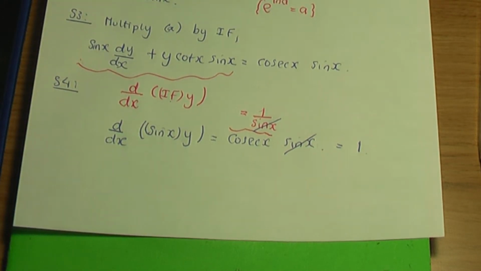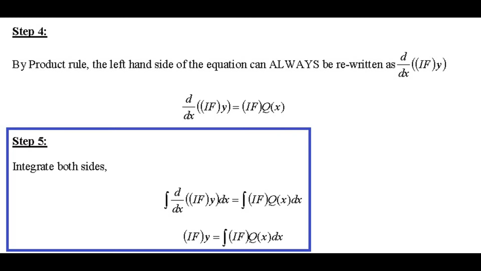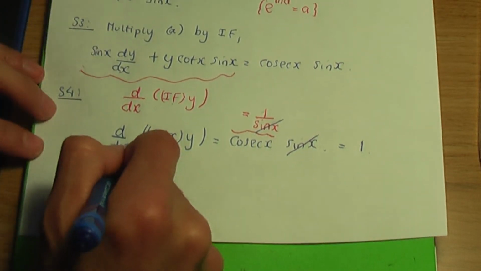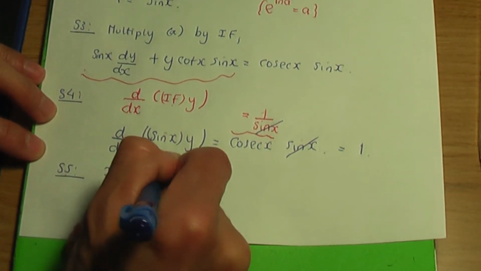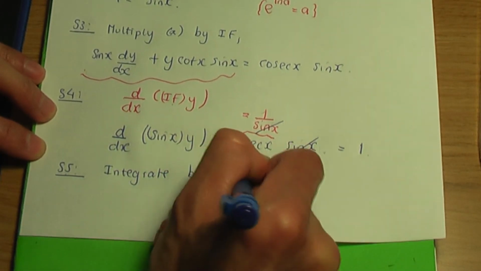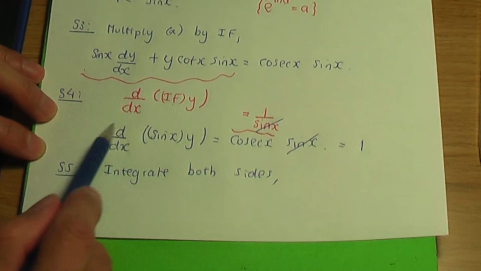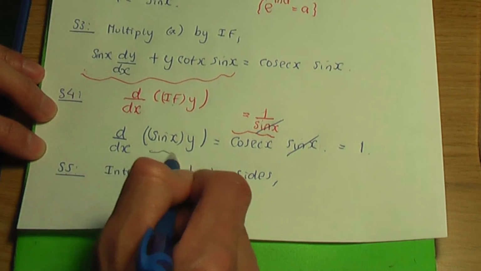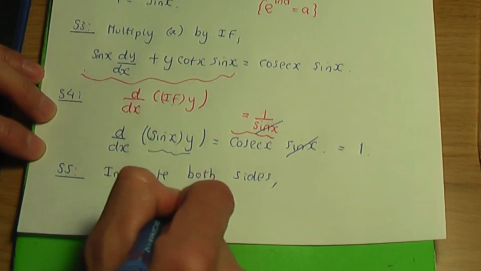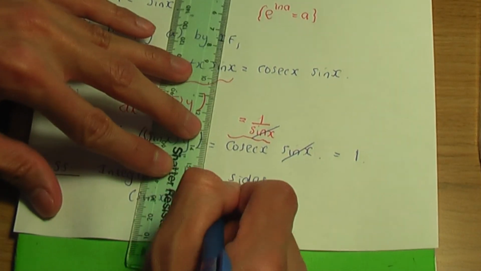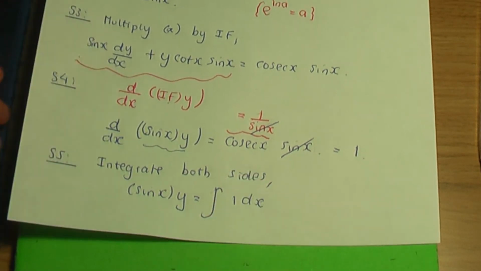So let's go back to the screenshot. Step number 5 is integrate both sides. So we need to integrate the left-hand side. We also need to integrate the right-hand side. Back to the paper and pen. So here is step number 5. Let me just make a note: integrate both sides. Now, if you integrate something that you differentiated, you're going to end up with the term here, which is sine x, y in this case. However, we need to integrate 1 on the right-hand side with respect to x.